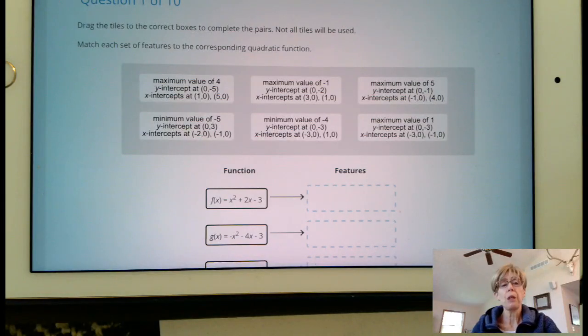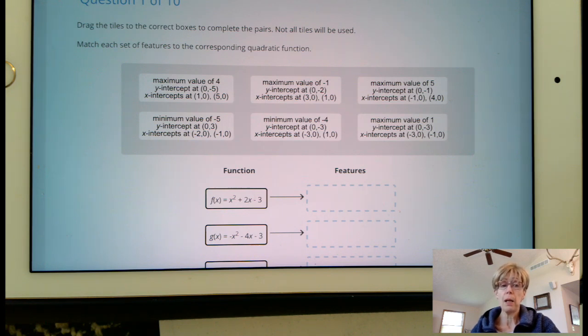to complete the pairs. Not all tiles will be used. Match each set of features to the corresponding quadratic function. Well, before I get going on this, I just want to say that I know that, but in this perspective, let's still use Desmos to help us.